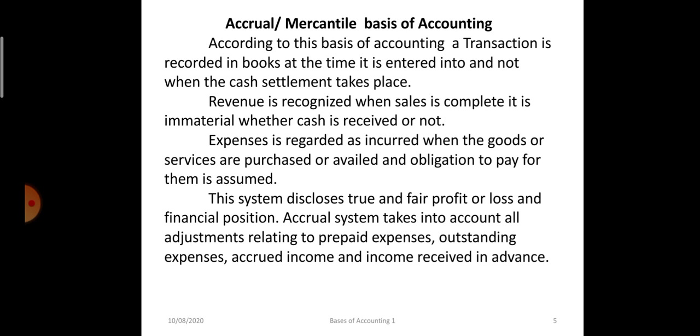This system discloses the true and fair profit and loss and also the financial position. Because it records the transaction as and when it happens, we make all the adjustments regarding prepaid expenses, outstanding expenses, accrued income, and income received in advance. And because all these adjustments are done, the financial statements present a more appropriate or fair view of the profit and loss earned by the business, and it presents the more true financial position of the business.